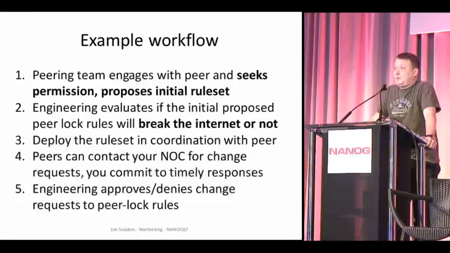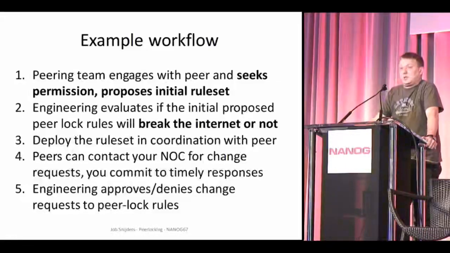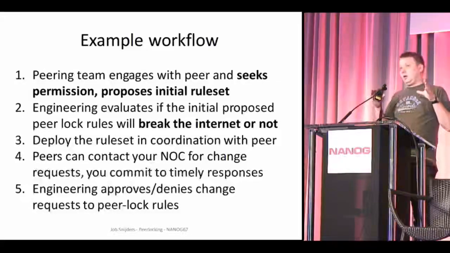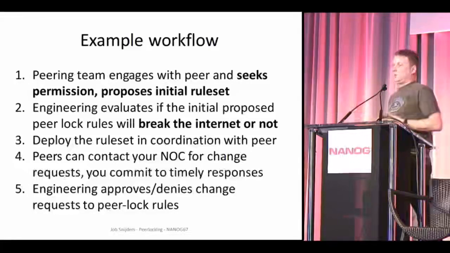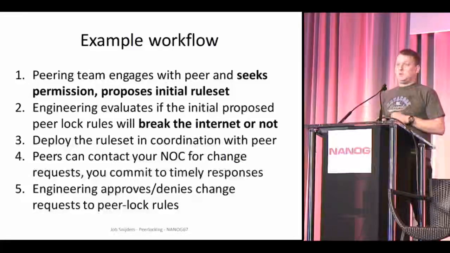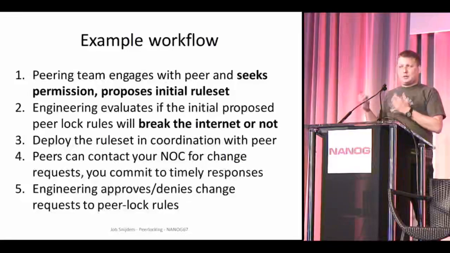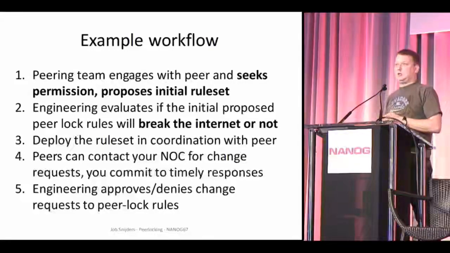We coordinate with the peer, look, at this and this moment we'll deploy the filters. The operational impact of such a deployment is always zero, or should be zero, because peer locking is merely to accommodate what should be there and protect against accidental route leaks. And during the moment of deployment, usually the route leaks are not always ongoing. So when you deploy this, there should be no adverse effects.